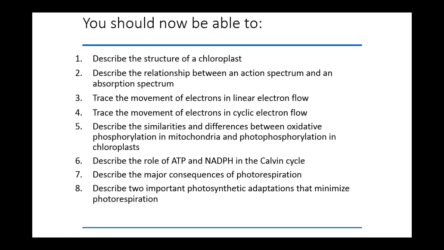Describe the structure of the chloroplast. I think you can probably do that. The relationship between action spectrum and absorption spectrum. Trace the movement of linear electron flow as well as cyclic electron flow. And then describe the similarities and differences between oxidative phosphorylation, that's what happens in the mitochondria, and photophosphorylation in the chloroplasts. The role of ATP and NADPH in the Calvin cycle, the major consequences of photorespiration for the plant, and two important photosynthetic adaptations that minimize photorespiration. And now we are finished, and we will start with the next chapter.